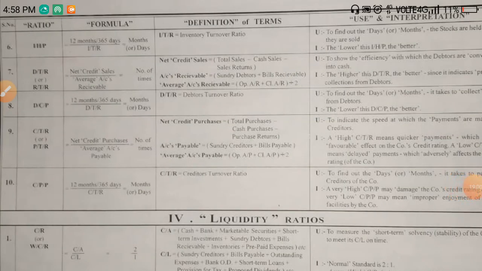Debtors turnover ratio will be known in the earlier formula, net credit sales divided by average accounts receivable. So that will be used in the next formula.